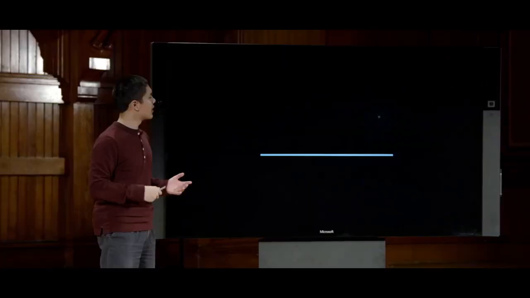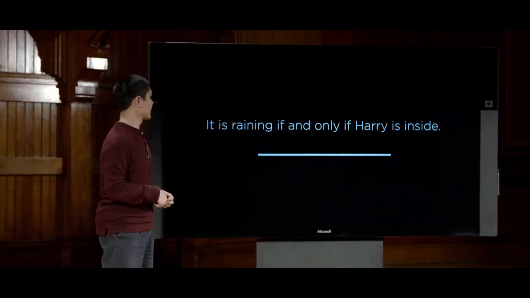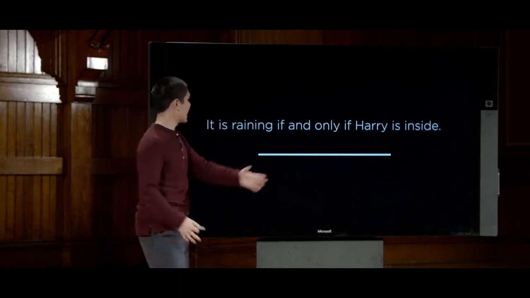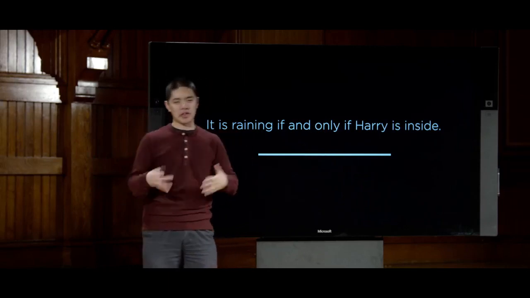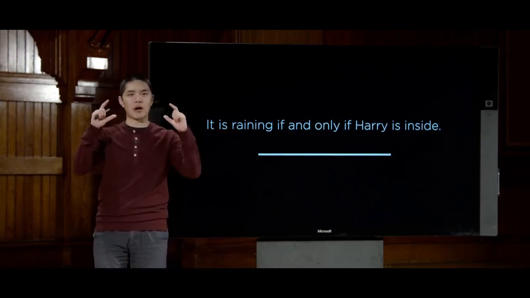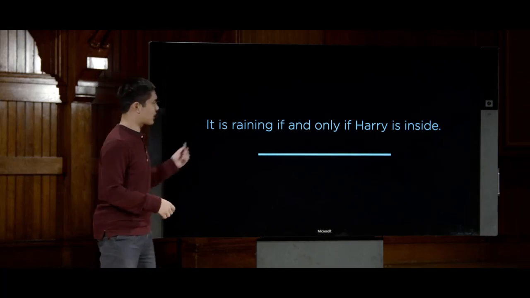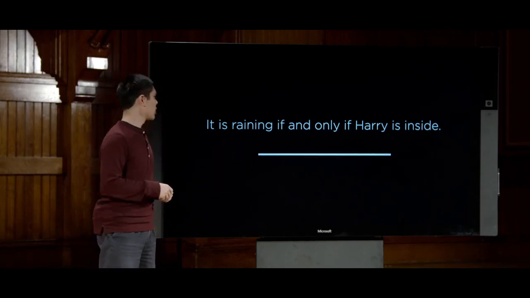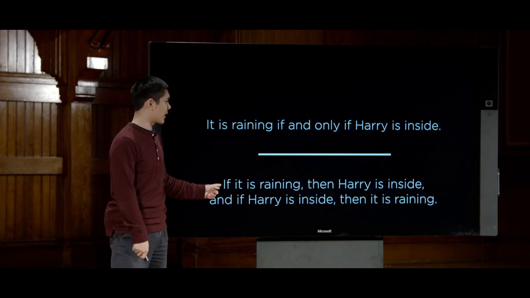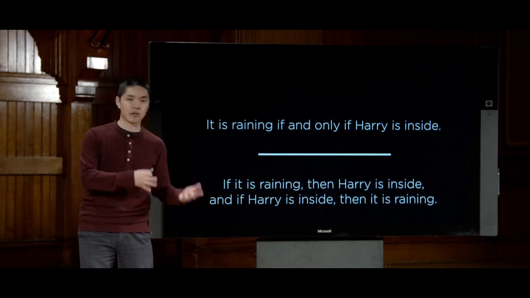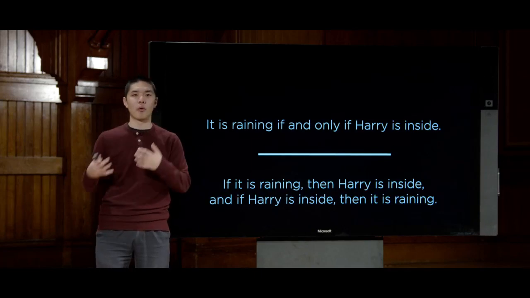In addition to eliminating implications, we can also eliminate biconditionals as well. So let's take an English example, something like, it is raining if and only if Harry is inside. And this if and only if really sounds like that biconditional, that double arrow sign that we saw in propositional logic not too long ago. And what does this actually mean if we were to translate this? Well, this means that if it is raining, then Harry is inside. And if Harry is inside, then it is raining, that this implication goes both ways.